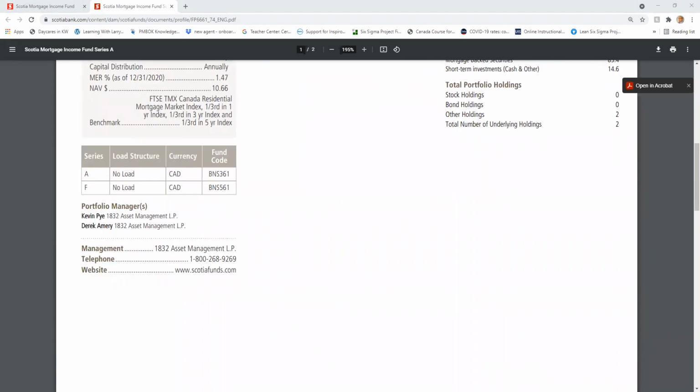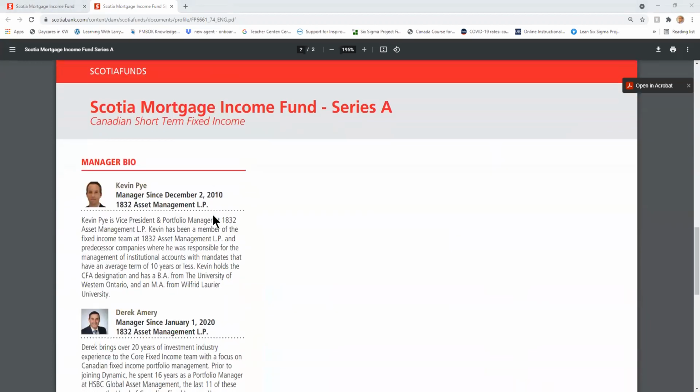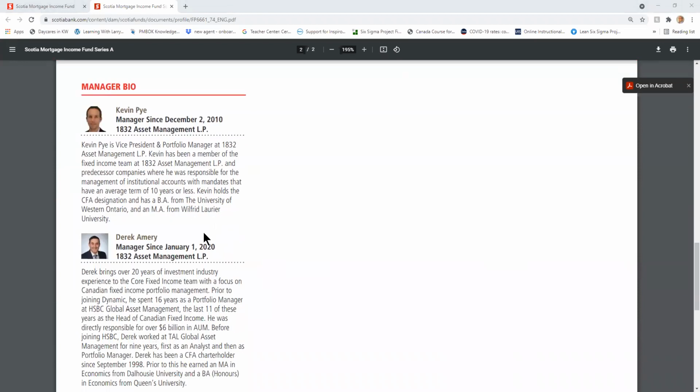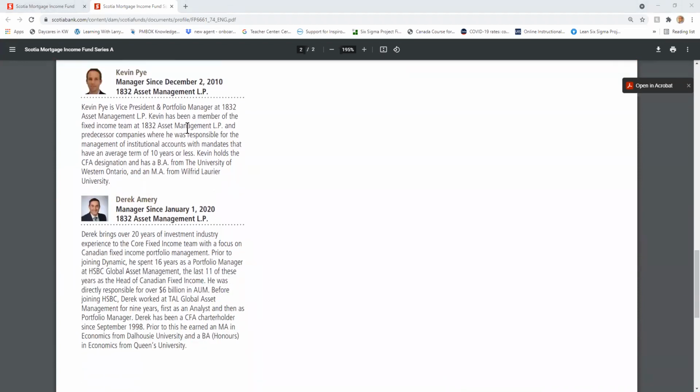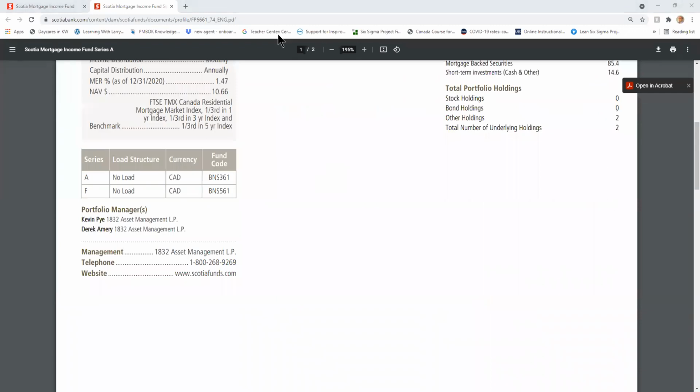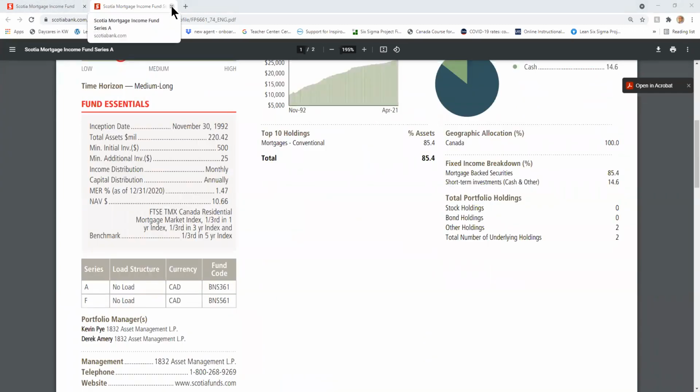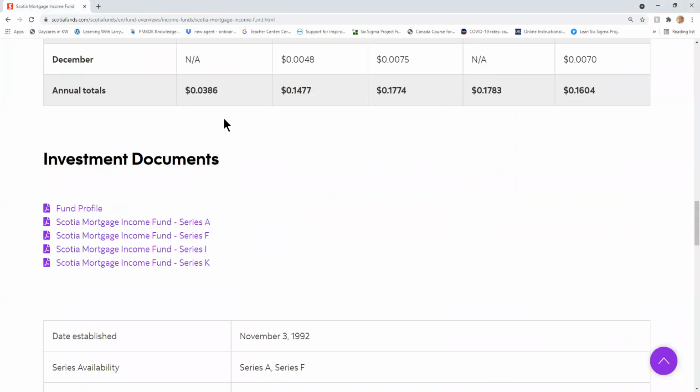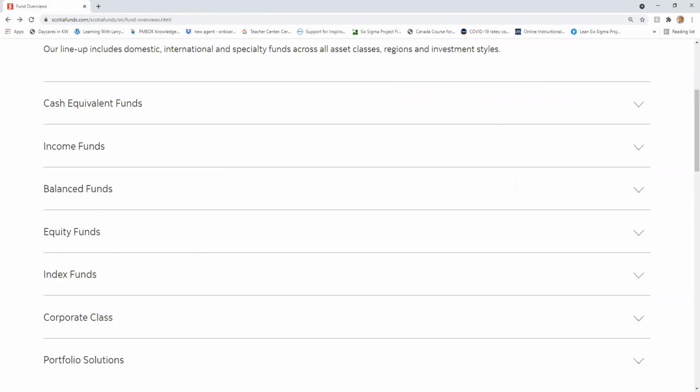And here also we can see that we have two managers, and they have a lot of experience, 20 years experience, and also highly qualified portfolio managers. Okay, clear? Any question on the mortgage fund? Pretty clear. Okay, good. All right.